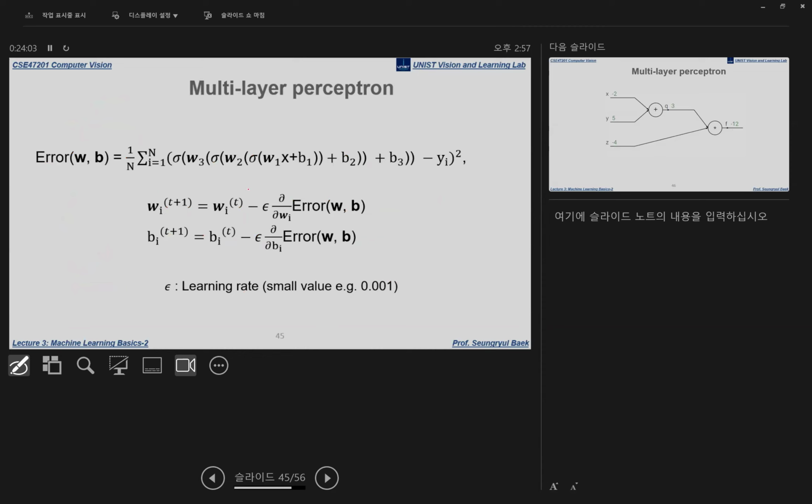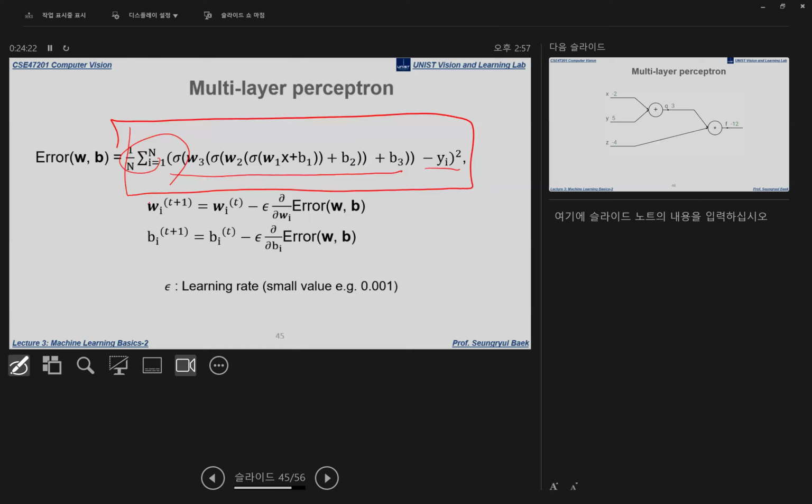And now we will train this MLP, similarly to what we did for the linear regression task. This is our new predicted value, and this is the ground truth for that. And we have n training samples. We can define the error, or the loss, in this way. I agree with this, right?